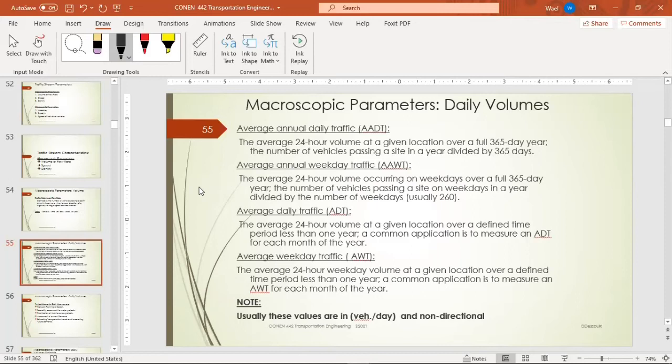So for the average daily traffic, you can calculate the volume on a street or something for maybe a month or so and divide it by the number of days, then that's an average daily traffic. But if you count it for a complete year, then this is what we call annual daily traffic volume or average annual daily traffic volume.